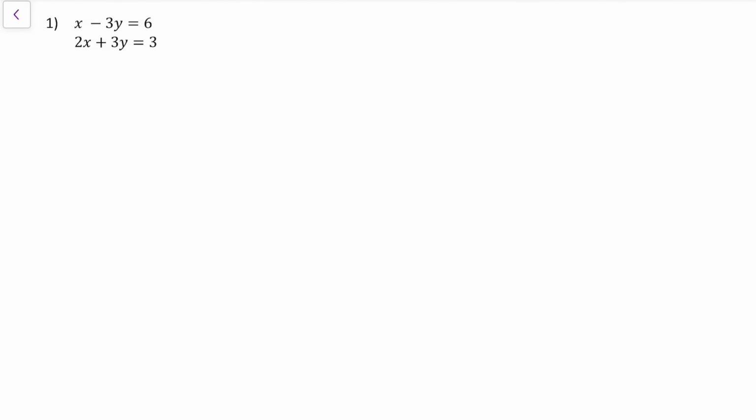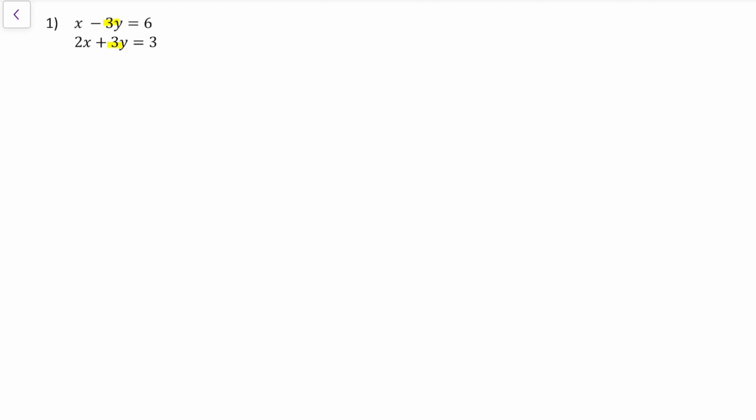So here, instead of looking to see which variable I can get by itself, I'm looking at my x's and I'm looking at my y's, and I want to see, is there one that has the same number, or is there one that I can easily make the same number? And in this one, I see that my y's both have a 3 in front. So that first step is sort of already done for me. My y's both have a 3. One is positive, one is negative, that's fine. I'm just looking at the number.